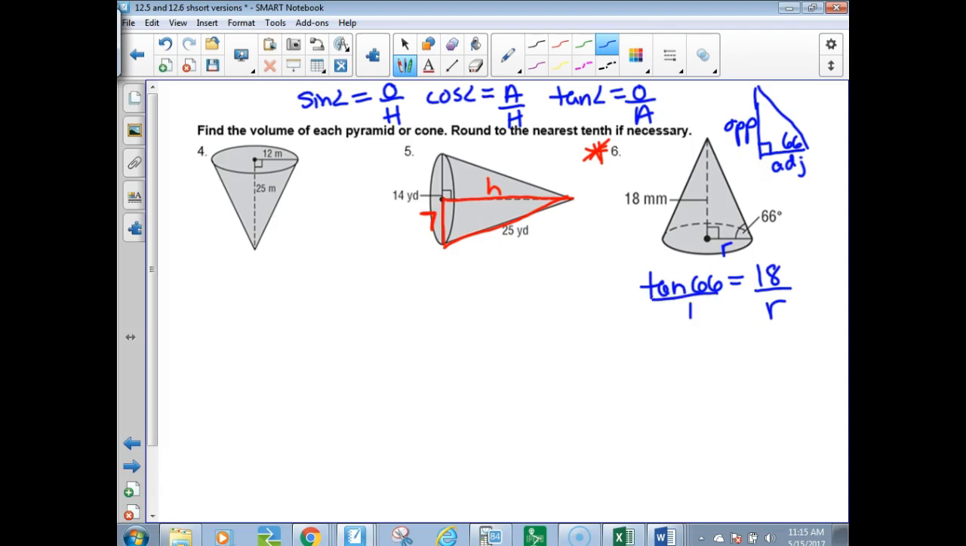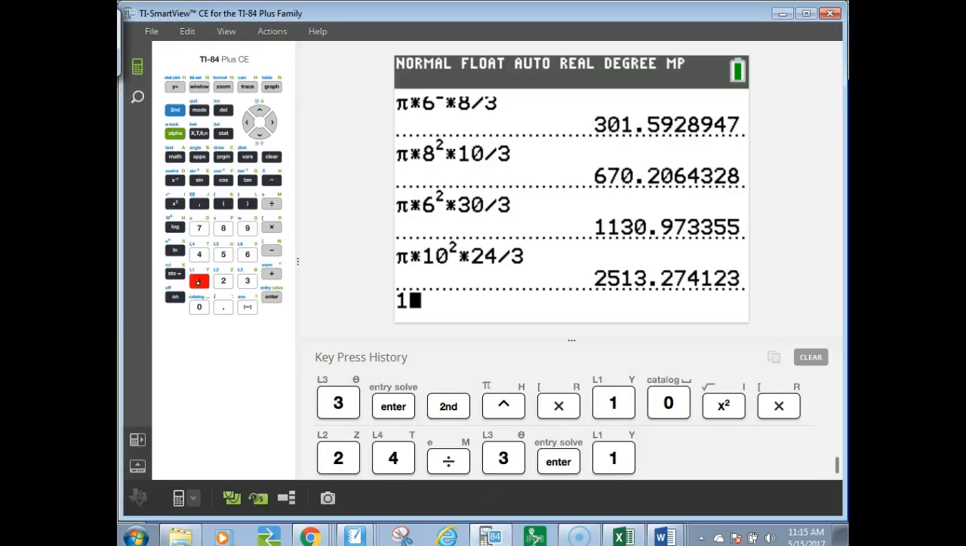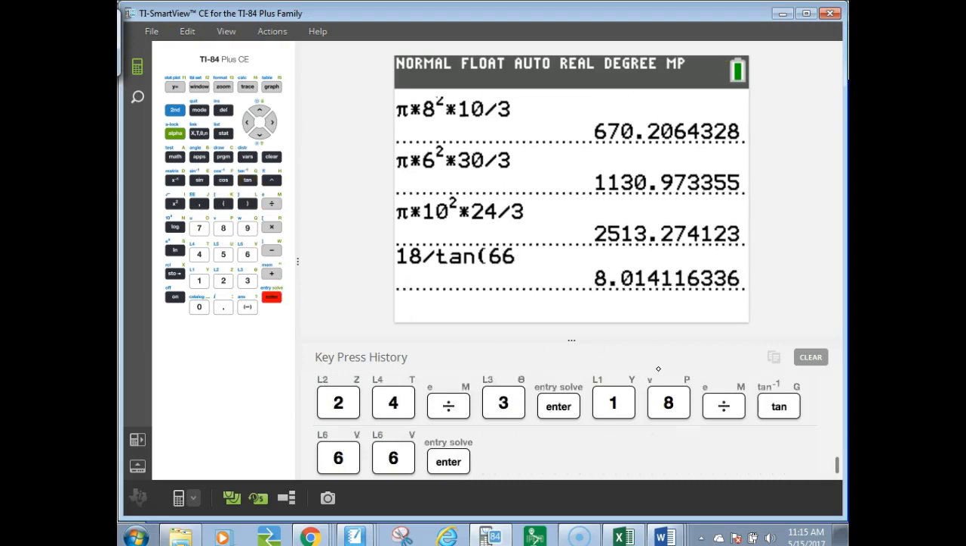When we treat that like a proportion, you do r times the tangent of 66, cross products are equal. Or some of you, 1 times 18, divide by the tangent of 66. You have to take 18 and divide it by the tangent of 66. Let's find that radius. We type 18. Now, your calculator could be in the wrong mode. If you're not getting 8.01 in your calculator, it's in the wrong mode.